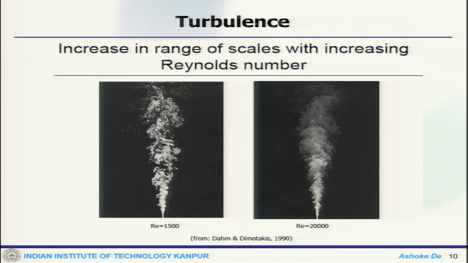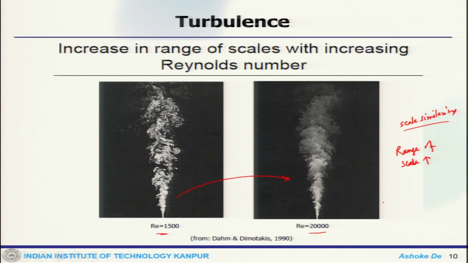Now, if you increase the range of scale, that comes with increasing Reynolds number. This is at Reynolds number 1500 and this is at 20,000. The large scale structure remains the same. So, there is a scale similarity, which talks about the large scale structure remaining the same, but with increasing Reynolds number, the range of scale would also go up. That means from this to this, the scale range has gone up.